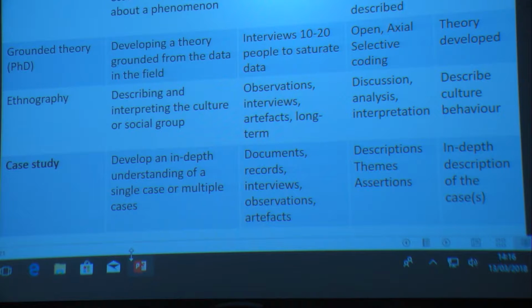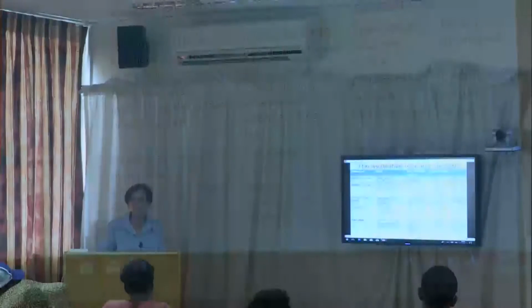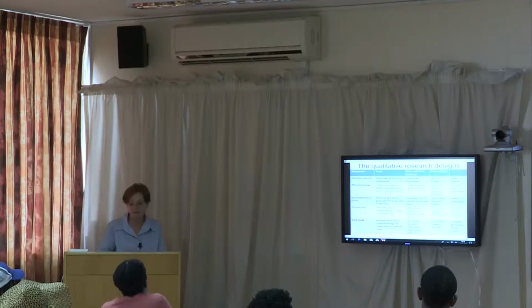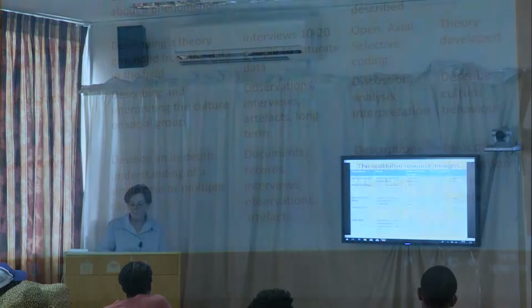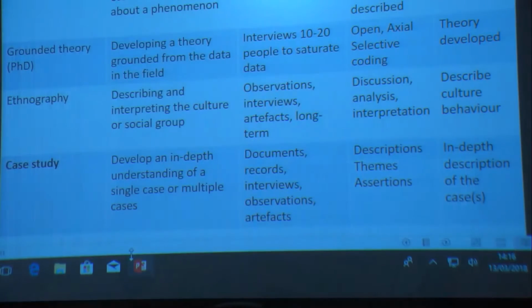But with this research, how would we collect the data? By means of observation. So in a cultural study, you will go and observe these people in their cultural setting. You can also do interviews. You can take artifacts, and you will do it over the long term.